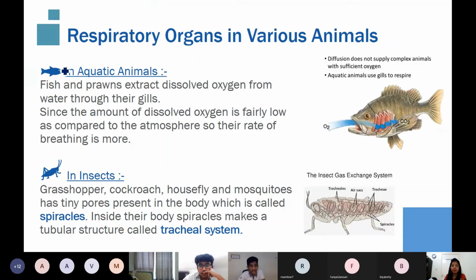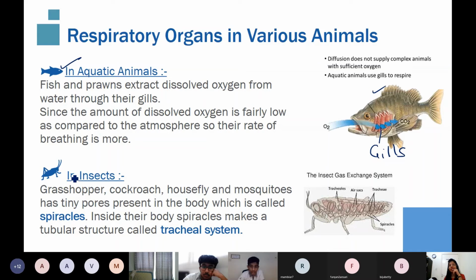Now, aquatic animals. Can you give me some examples of aquatic animals? Fish and prawns. So what is the organ in them for gaseous exchange? Gills. Perfect. They don't have lungs, they have gills. And gills are adapted to extract oxygen from the water. In water, oxygen is present in the dissolved form, so that oxygen can be captured by gills. That is the nature of the gills.